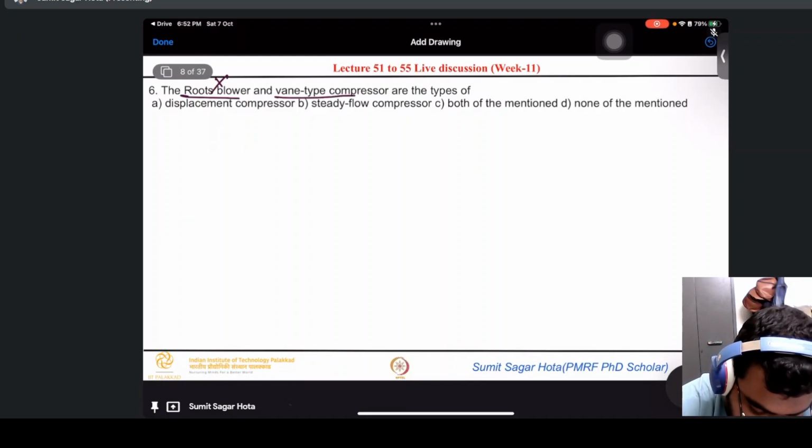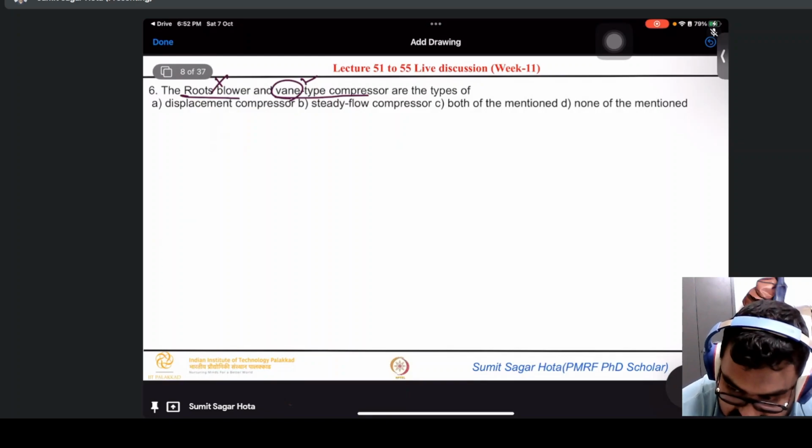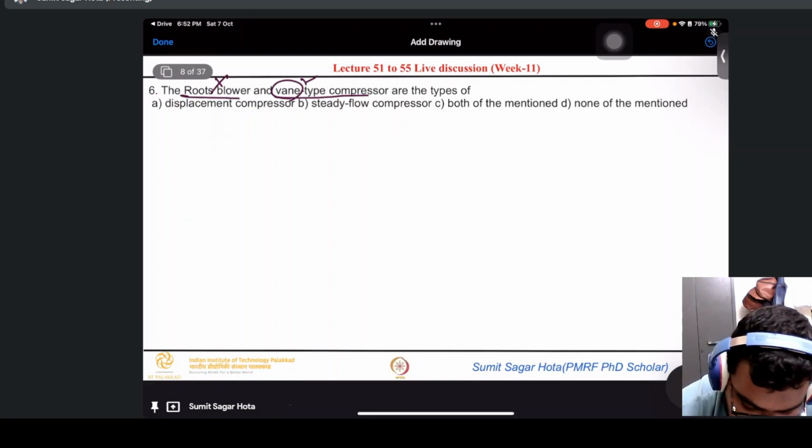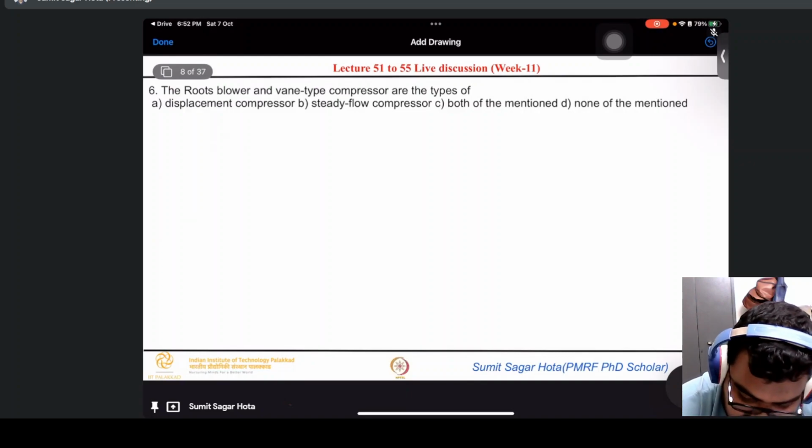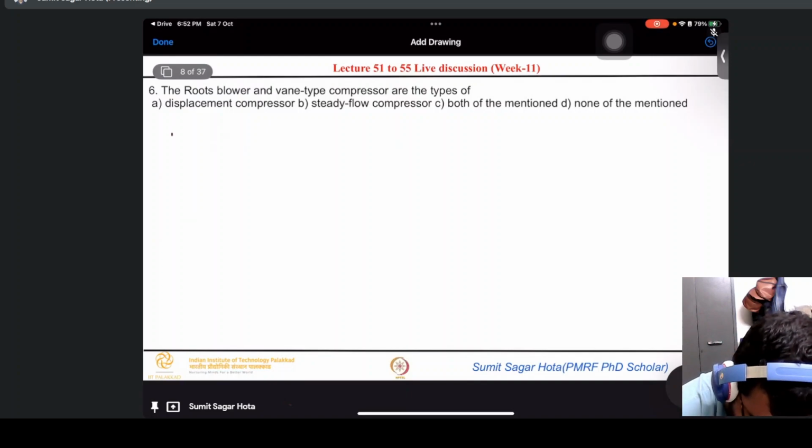Vane type compressor. Vane is mentioned. What does vane mean? If there are guide vanes, you remember always one thing: only in the cavity type of compressor are these guide vanes there. So even if you don't know what kind of compressor a root blower is, if you know the vane type is a cavity kind of compressor with a reducing space, then the gas can be trapped there. If there is a trapping mechanism, it is a displacement compressor. So the answer is A.